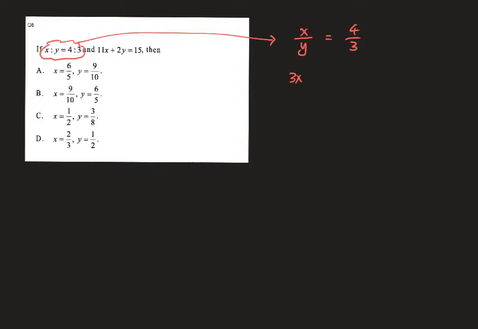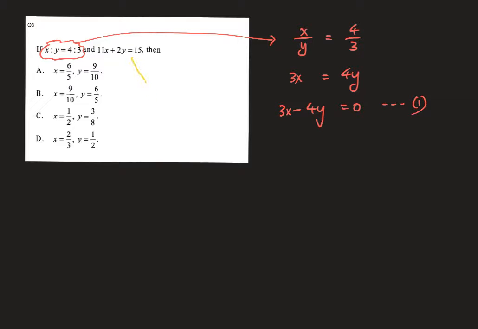These questions, most students cannot get the correct answer. This is because they don't know how to handle this equation. Actually, this is a ratio. I can rewrite it as x over y equals 4 over 3. And then 3x equals 4y. So 3x minus 4y equals 0. This is our first equation.